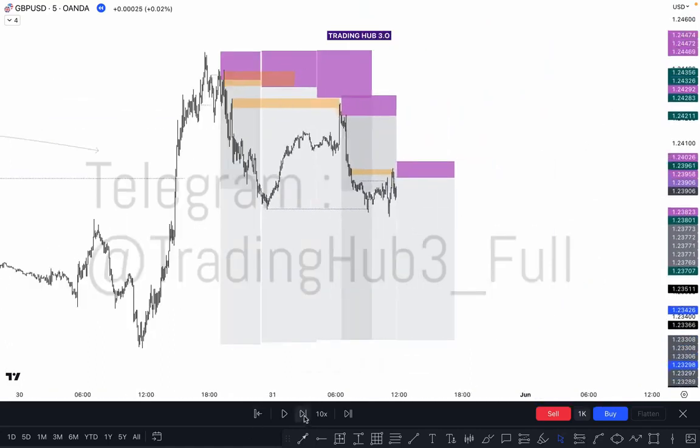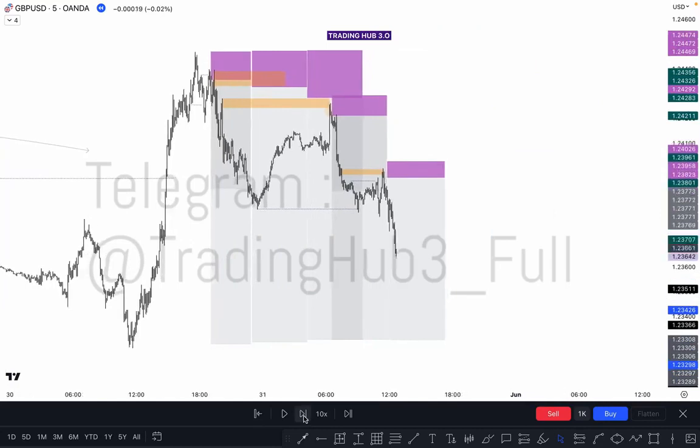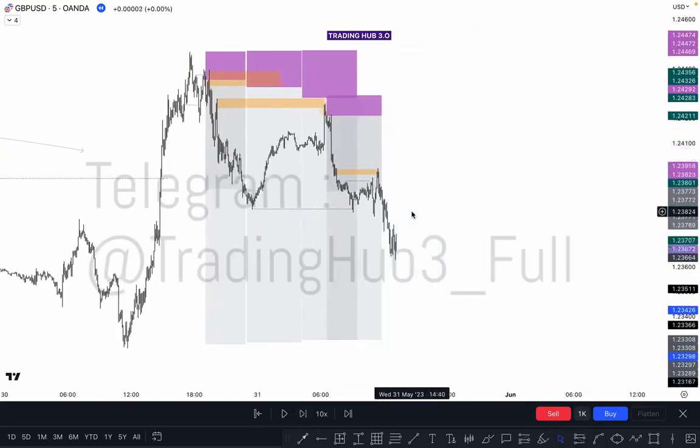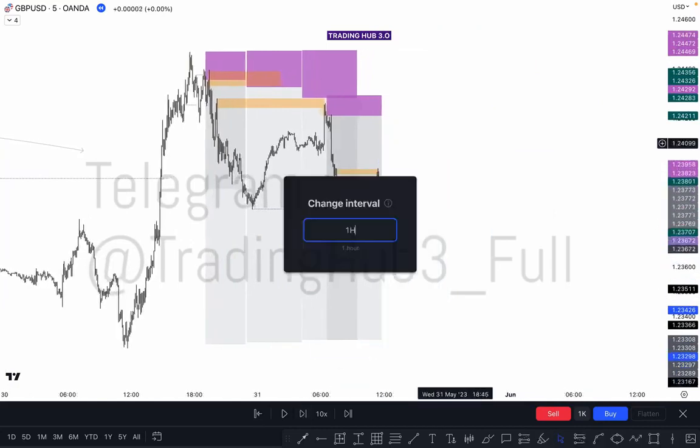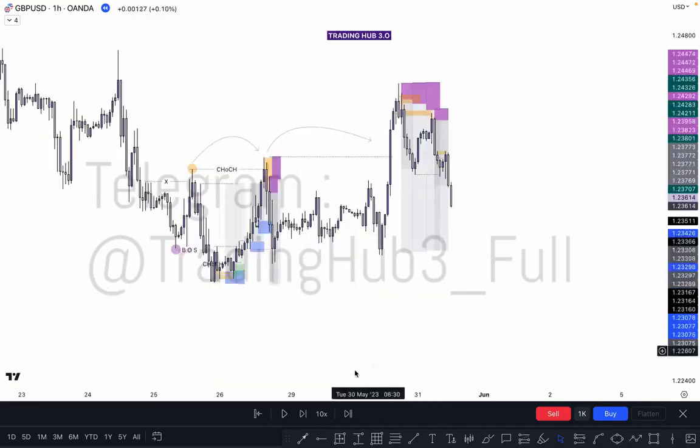So let's see what happened next here. There is no mitigation here, okay? So you can leave this one, right? Now again switch to the 1 hour time frame. In the 1 hour time frame, you have to check if the market mitigates this order block, then what happens? You have to take a partial profit here at this point. Why? Let me show you exactly the reason.